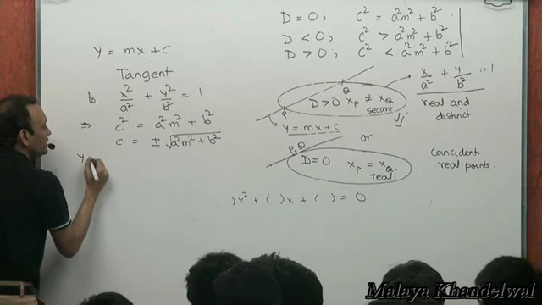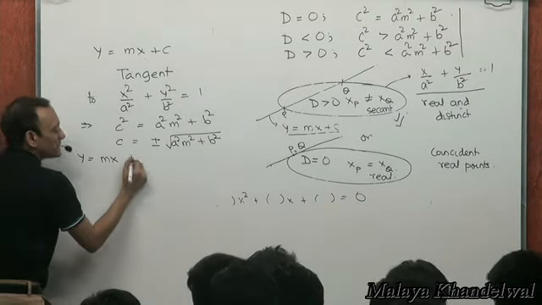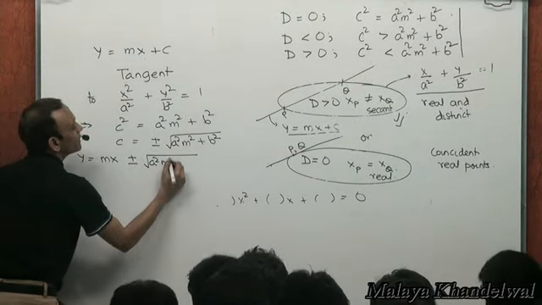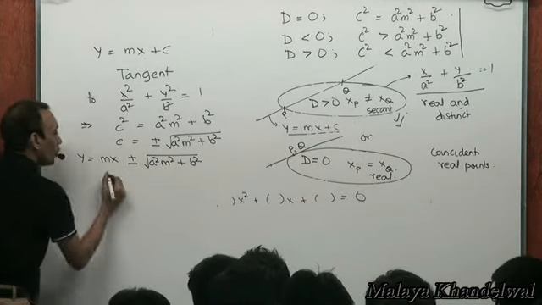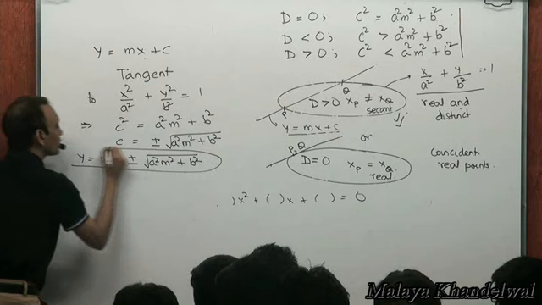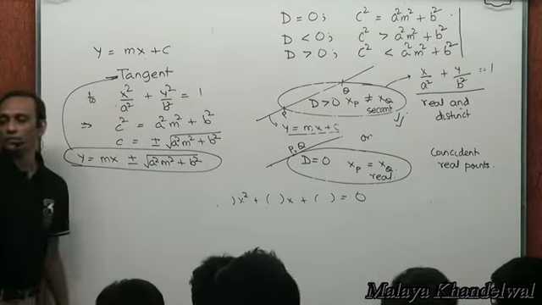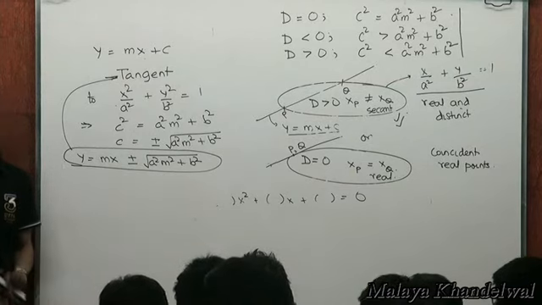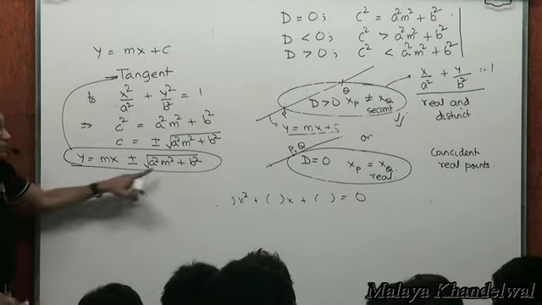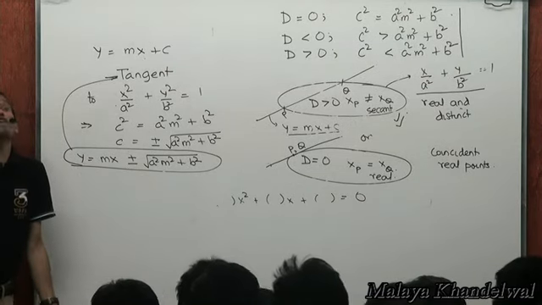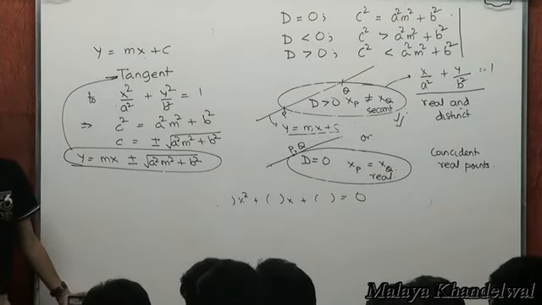That means y equal to mx plus c, where c could be plus minus root a squared m squared plus b squared, will always be a tangent to the ellipse x squared by a squared plus y squared by b squared equal to 1. If I keep varying m, I get different tangents to the ellipse, tangents with different slopes.